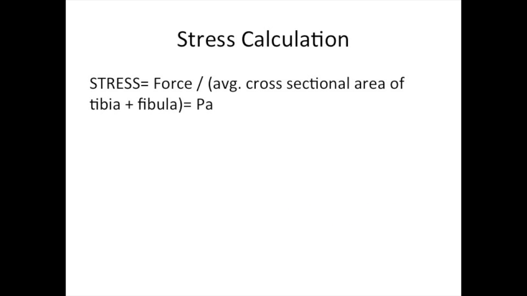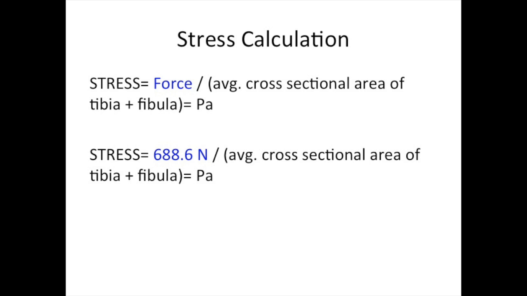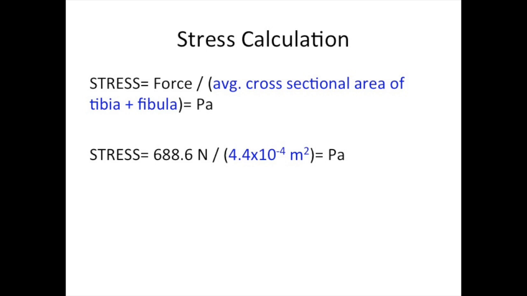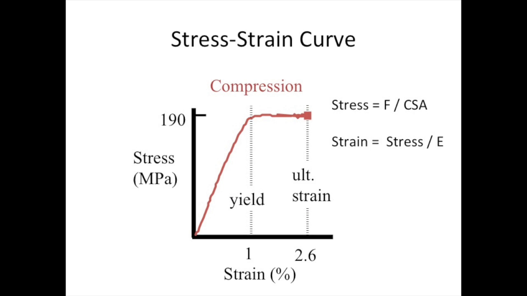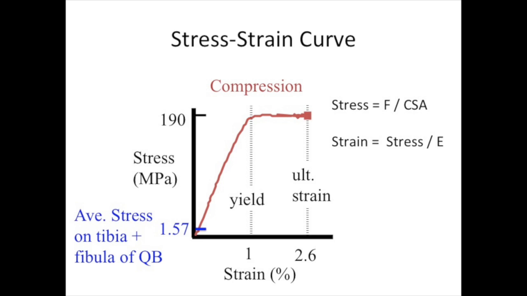So if we take the average force we just calculated for the landing for one leg, 688.6 newtons, and divide that by this cross-sectional area, 4.4 times 10 to the negative fourth meters squared, we find a compressive stress on the bones of a single lower leg during this landing equal to 1.57 megapascals. The ultimate compressive stress of bone is 190 megapascals, so the stress imparted on the bones of the lower leg during this landing are not even close to the ultimate stress.